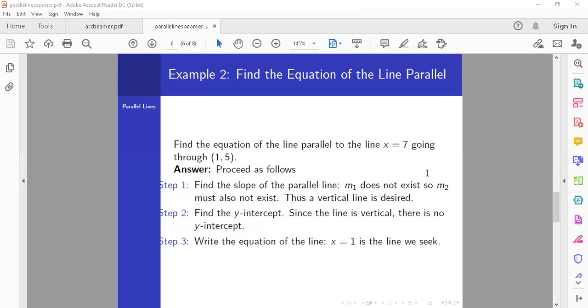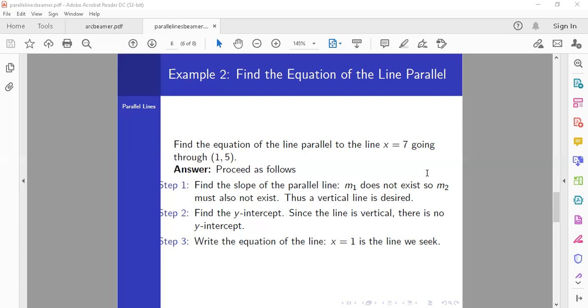But that does not mean that we can't proceed any further. It simply means that the slope of our parallel line must also not exist. Thus, a vertical line is what we're shooting for. So under that pretense, we would still continue to find the y-intercept, but the line is vertical, so there's not going to be a y-intercept.